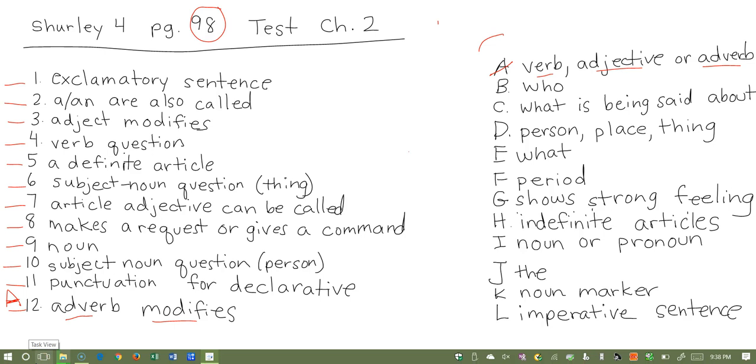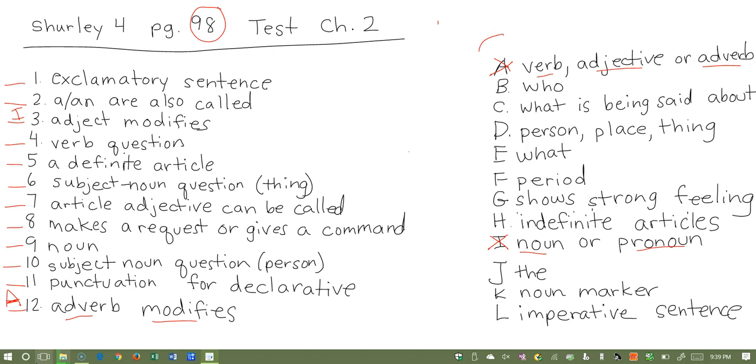Now let's take a peek. Ooh, what other one sounds like a chant? How about noun or pronoun? Oh, what modifies a noun or pronoun? Well, remember our chant. An adjective modifies a noun or pronoun. So that's number 3. 3 is I, because it works with that chant. An adjective modifies a noun or pronoun. So cross those out. We've done 2 of them.